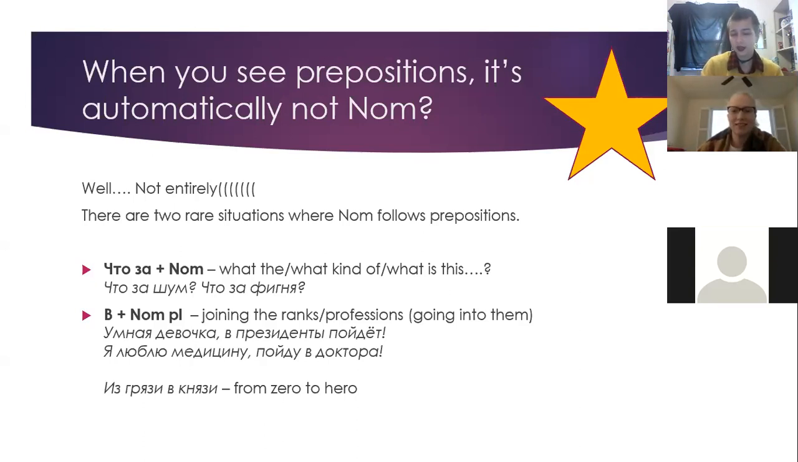And another pretty rare case is nominative used with в, only in plural, and only in the meaning of joining the ranks or professions. Пойти в президенты, to go into presidents, it means to join the rank, to join the profession of a president, to become one. Another example, я люблю медицину, пойду в доктора. I will go into doctors. That means I will join this profession. So ranks, professions. And you can see it in this wonderful idiom, из грязи в князи. Literally from mud into knyazes, into a king. And в князи here is nominative, from zero to hero.